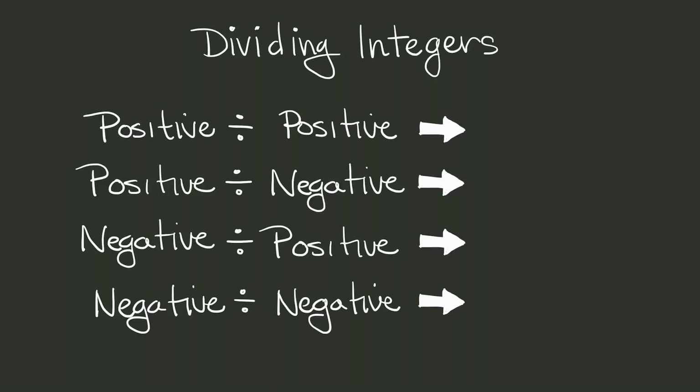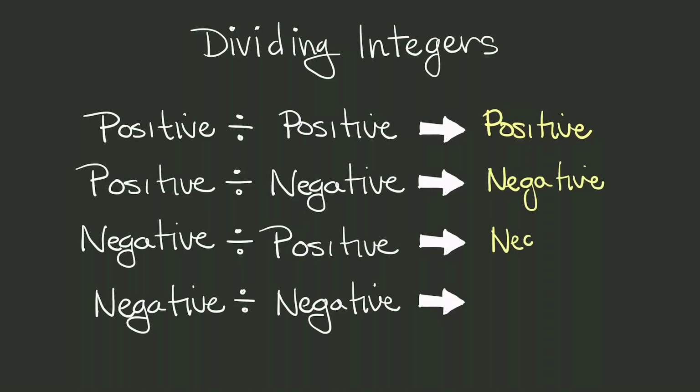The sign rules for dividing integers are exactly the same as for multiplying. If you divide a positive by a positive, you're going to get a positive. If you divide a positive by a negative, or a negative by a positive, you'll get a negative. And if you divide a negative by a negative, those two negatives will cancel each other out, and you'll end up with a positive again.